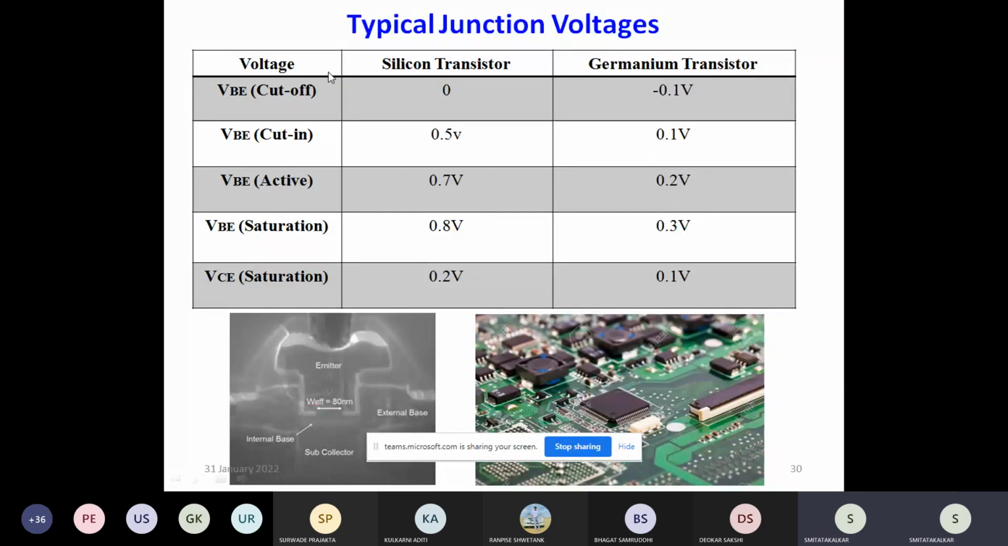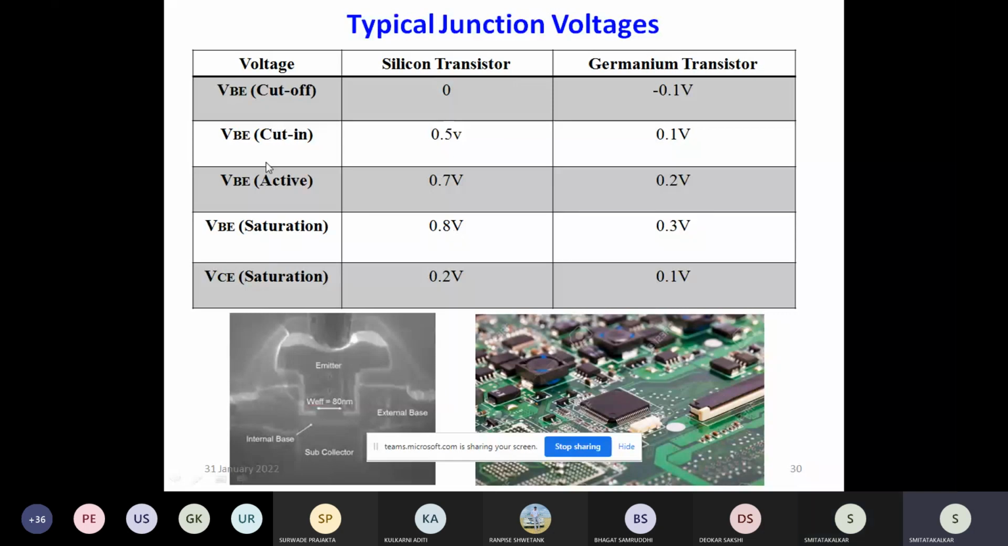And the internal base, this is the base, emitter, and here the collector. If the transistor is cut off, that is the 0. Cut off and 0 means the starting of the origin. If exactly cut in 0.5, it's the cutting in of the transistor. VBE is active, meaning the diode transistor is active in forward bias at 0.7 volt. The VB is saturation, current goes to, voltage goes to saturation 0.8 volt.